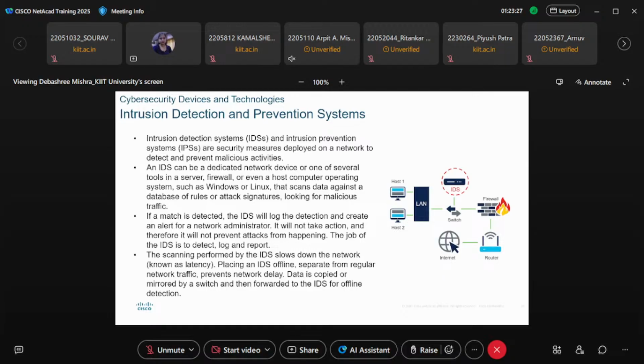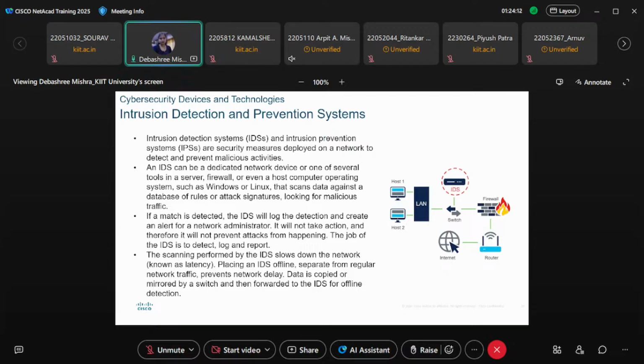So IDS do have one kind of detection technique over your network, the devices which are basically connected over your network. It has several tools like your server, firewall, and any host operating system, that can be Windows or Linux, and the IDS looks for any kind of malicious traffic. Now, if the IDS detects that kind of malicious traffic, at that point of time it will generate an alert to the network admin to take actions, and also it will take the record of that. Okay, so it will log that particular type of traffic and report.